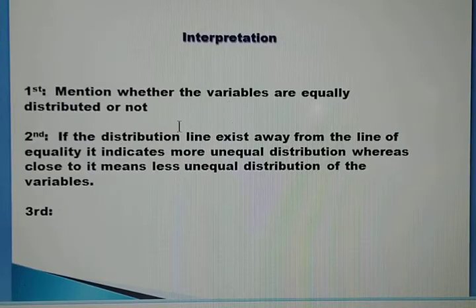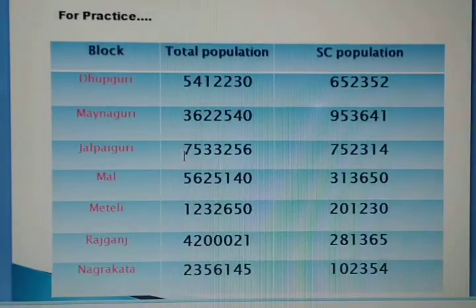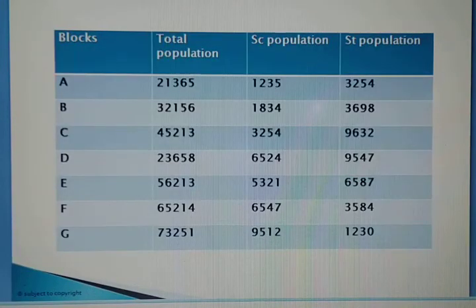So write this thing. Then secondly, if the distribution line exists away from the line, it indicates inequality, whereas if the line is closer to the line of equality or line of equal distribution, it represents equal distribution. So write this thing. And finally you have to write the significance of this drawing, okay. So here I am giving you some data for more practice, this one and this one, okay.